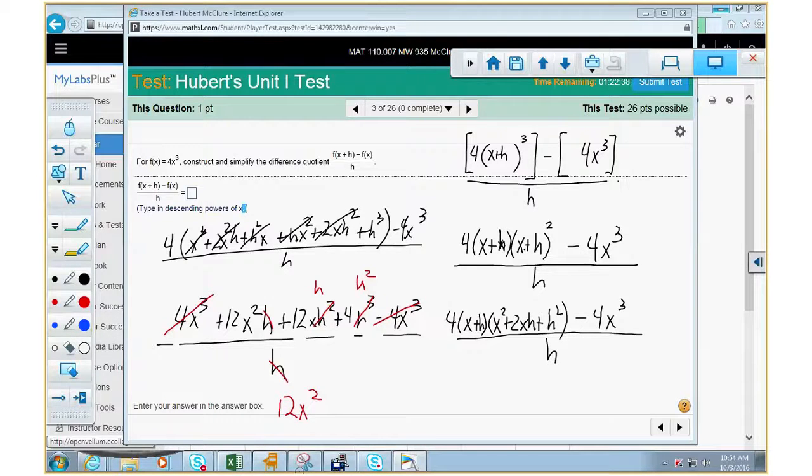squared plus 12xh plus 4h squared. Y'all check me on that. I can tell you if it's right. Hold on. The derivative is 12x squared. Yeah, these two will go away. So that's right. 12x squared.